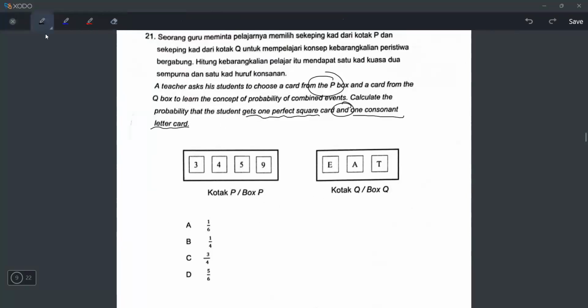For probability questions, you should always start by writing down all the possibilities, the whole sample space. If you don't, it's very easy to make mistakes. And I'm sure you can tell me how many possibilities there are.